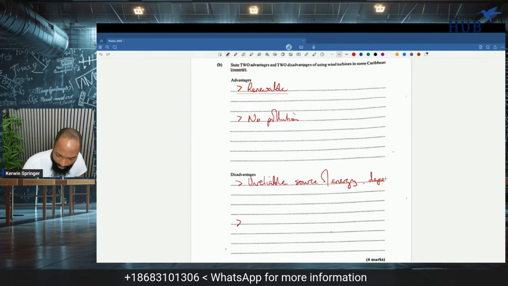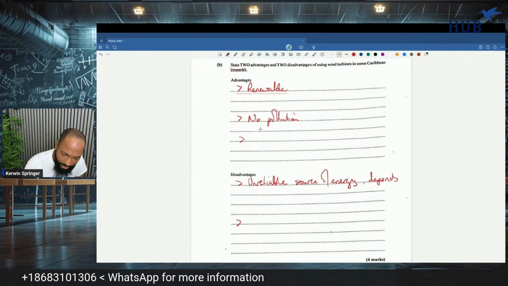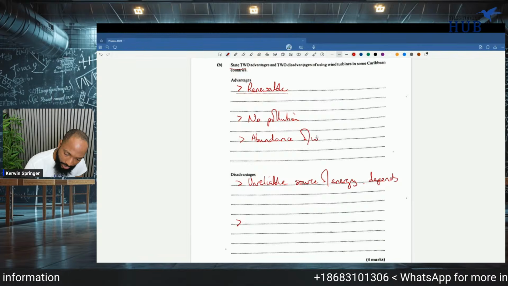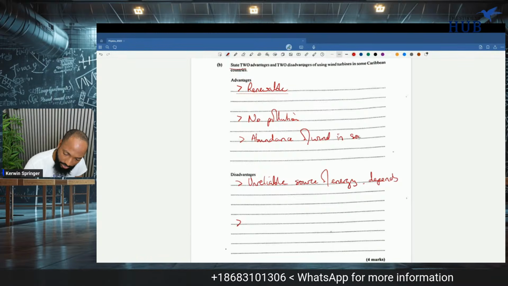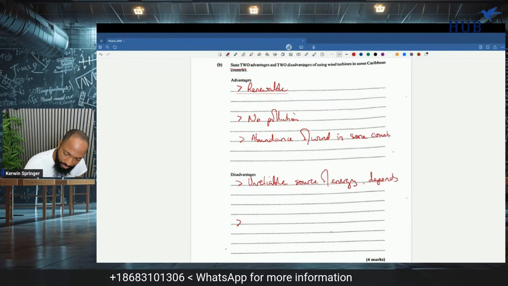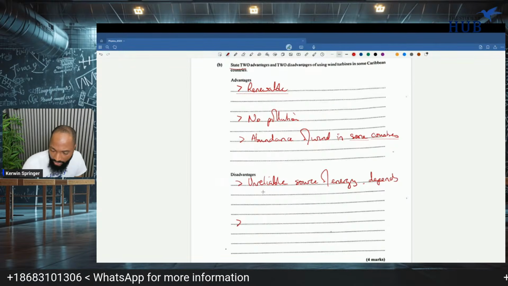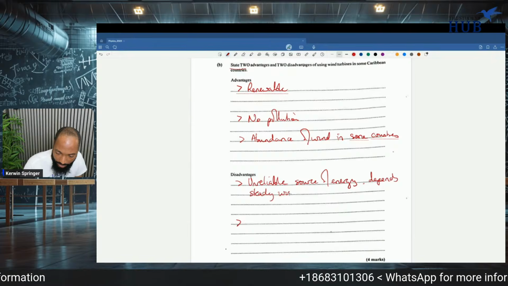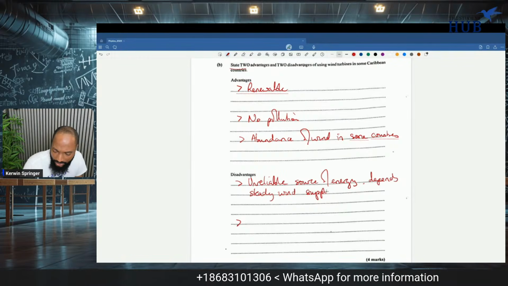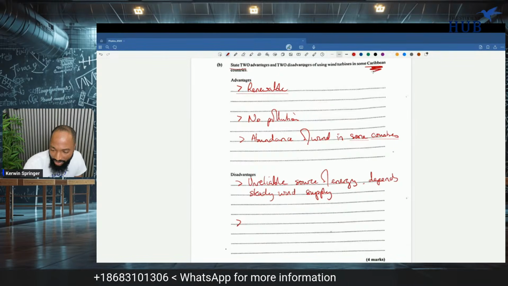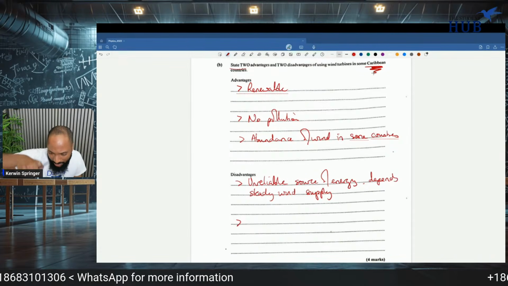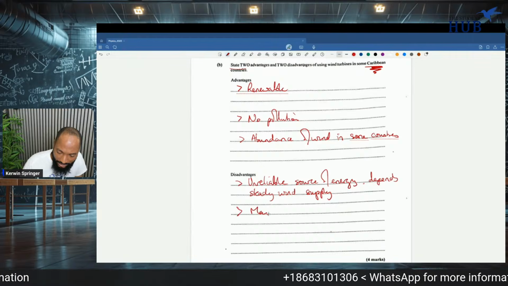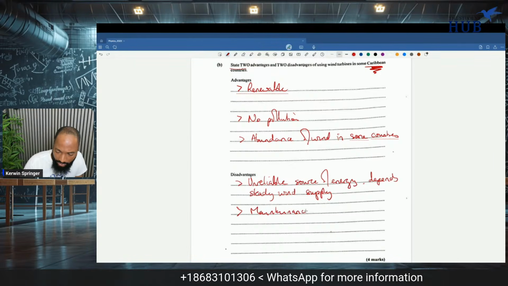Depends on, here you could put abundance of wind in some countries. Unreliable source of energy, depends on steady wind supply. And anytime they give you these questions and they say in the Caribbean, you're trying to state things that are specific to the Caribbean, right? So maintenance and setup cost is good.